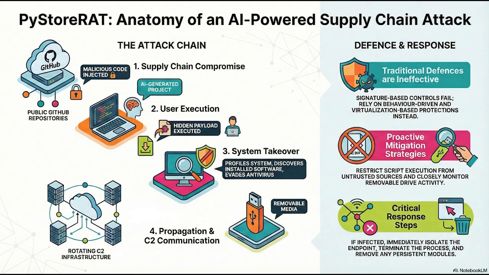Okay, so now what if the worst happens? A behavioral system flags PyStoreRAT activity. What's the immediate response playbook? Immediate and total isolation. You have to isolate the impacted endpoint right away. That prevents lateral movement and cuts off that physical spread via USB. After that, terminate the backdoor process and scour the system for any persistent modules they left behind, like scheduled tasks.